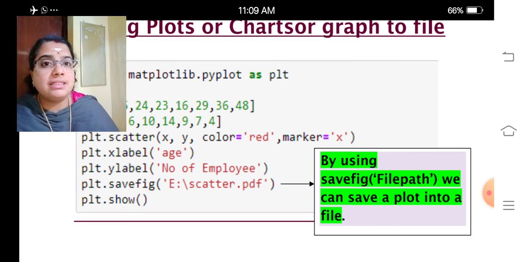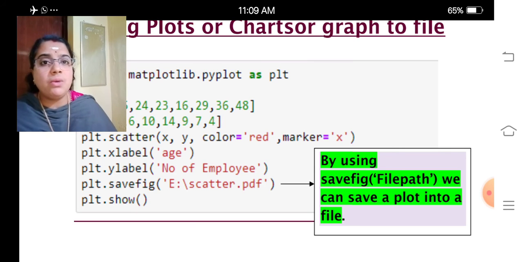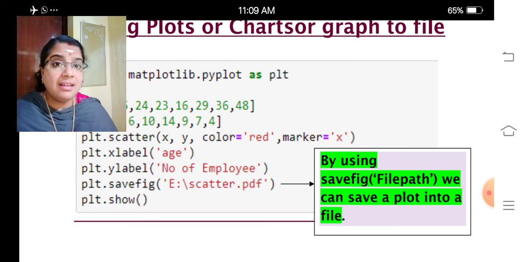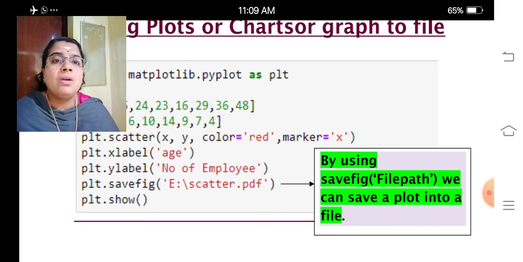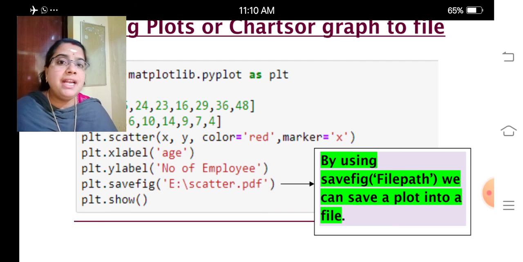So that particular file will be at E:\scatter.pdf. That means scatter is the file name we are going to give, and PDF is the file format. So within the E drive you can see the scatter graph. I think you are all clear about how to save the chart or plots into a file. The function which we have to use is savefig, that means save the figure, and you have to provide the path for saving. That figure will be in the form of PDF only.